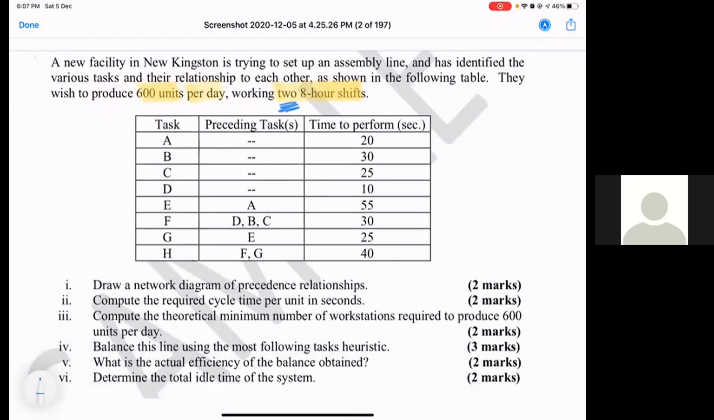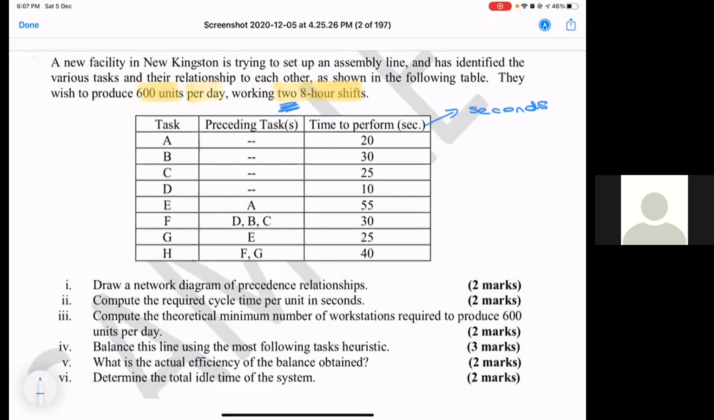It's 2 8-hour shifts. See the tasks and the preceding tasks. Those are the predecessors, and the time to perform. We can see that the time used here is seconds. So please keep that in mind. That would be very important. Part one of the question asks us to draw a network diagram of precedence relationships.